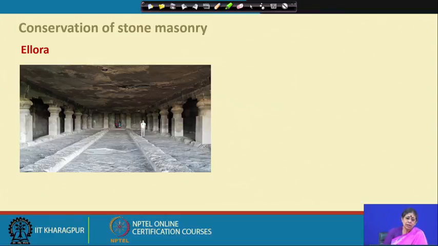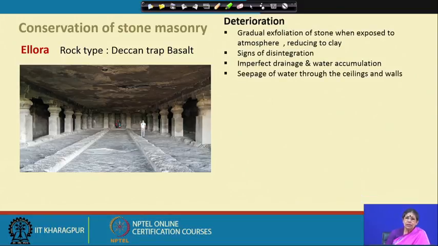Ajanta Ellora are again rock cut structures, and they have almost a similar problem, but somewhere it is also very different. You can see that. So, let us see what is the rock type. The rock type is a Deccan trap basalt, it is a different type of rock, and the type of deterioration which happens is a gradual exfoliation of stone when exposed to the atmosphere, which is very different from the one we have seen in the elephant caves, and reducing to clay is one of the major problems. There were signs of disintegration.